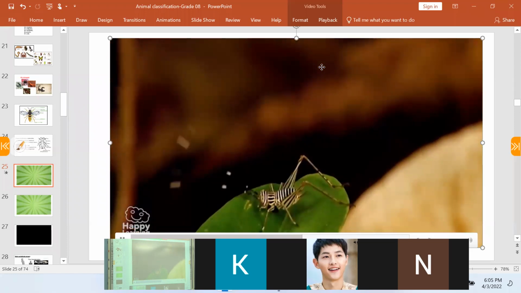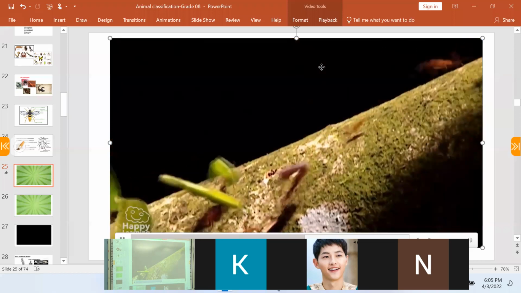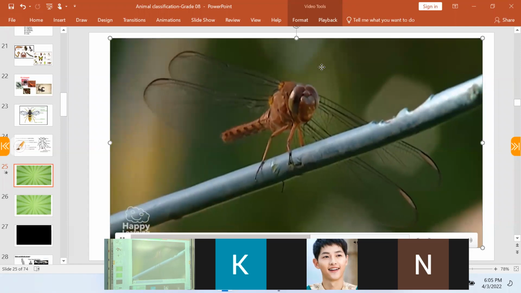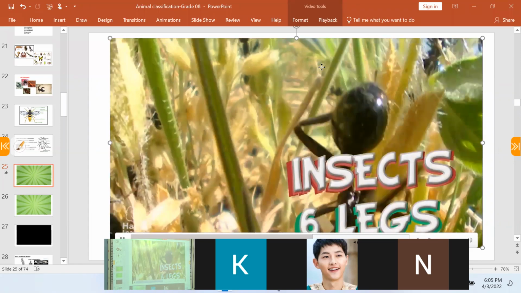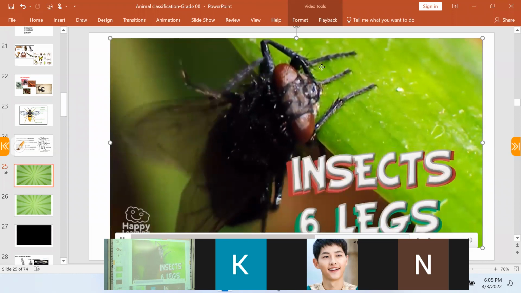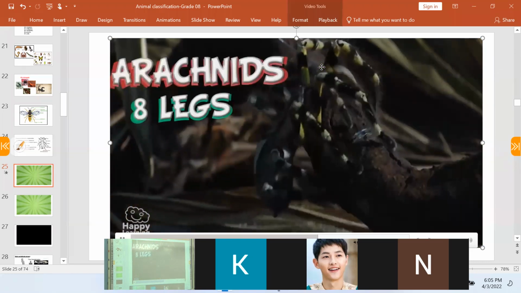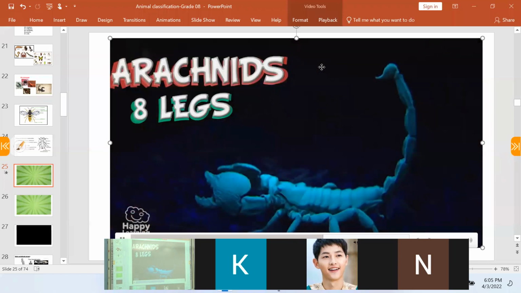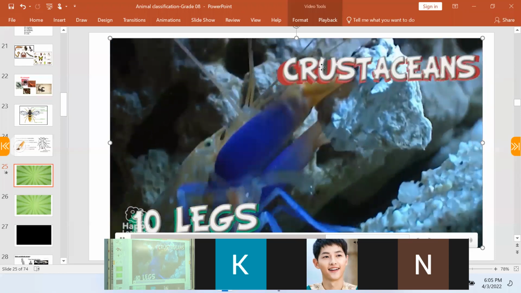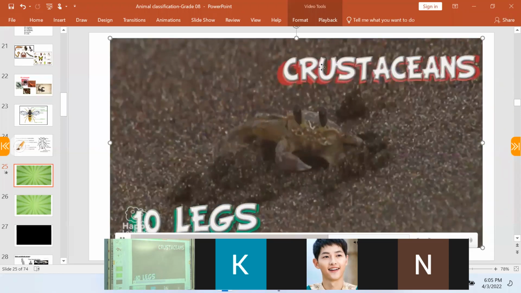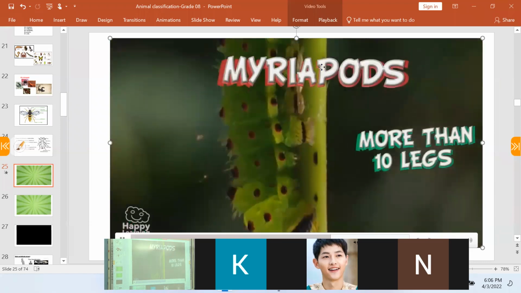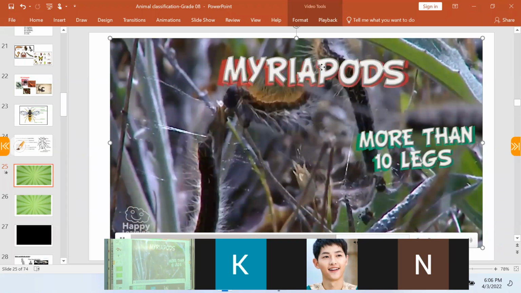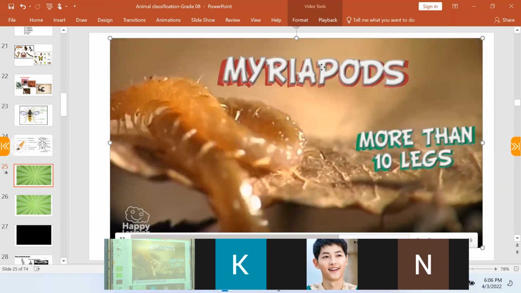As there are so many different types of arthropods, they are classified into 4 large groups, depending on the amount of legs they have. Insects have 6 legs, such as an ant, flies, or those really annoying gnats. The arachnids have 8 legs, such as spiders or scorpions. Crustaceans have 10 legs, like this shrimp or this shy crab. And the myriapods have more than 10 legs, and their bodies are elongated, like these caterpillars or these centipedes.